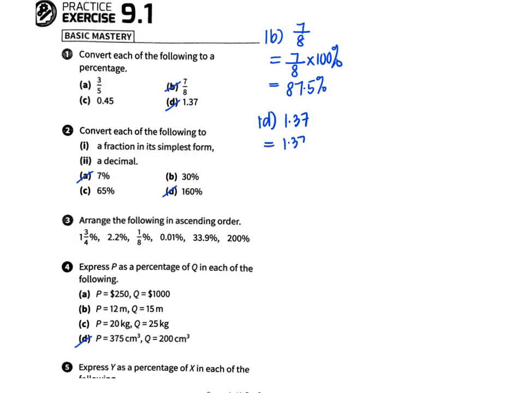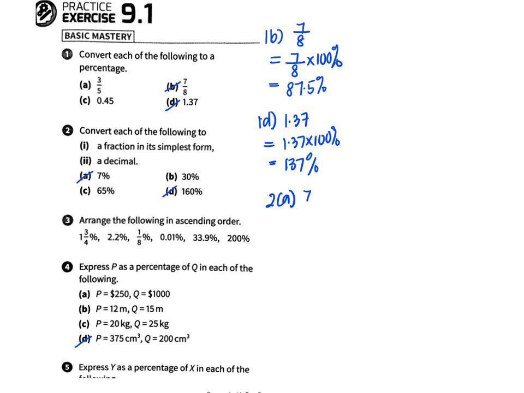Then 1d, convert the number 1.37 into a percentage. So 1.37 times 100% equals 137%. Notice this number is bigger than 1, therefore the percentage is greater than 100. Question 2a, convert the following to a fraction and a decimal.